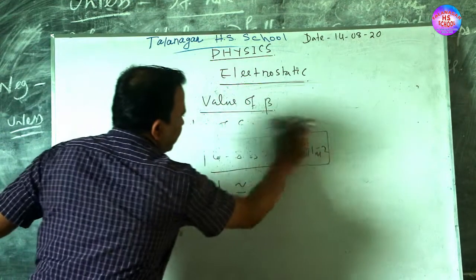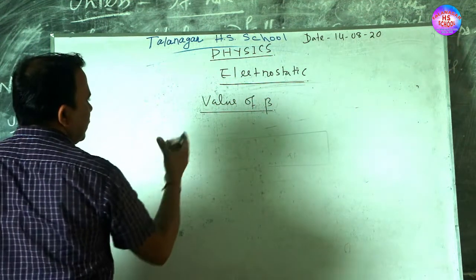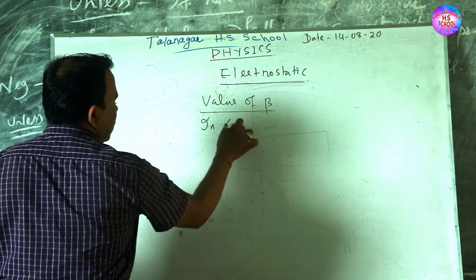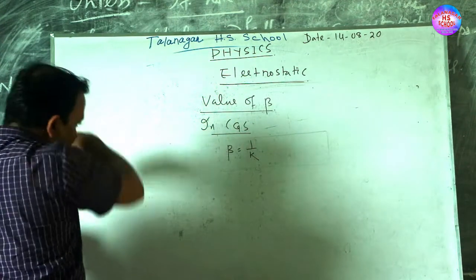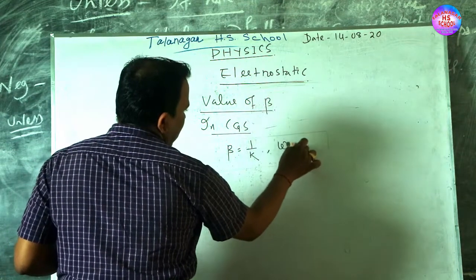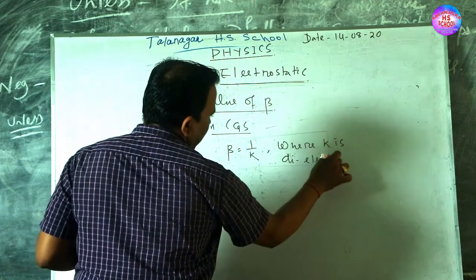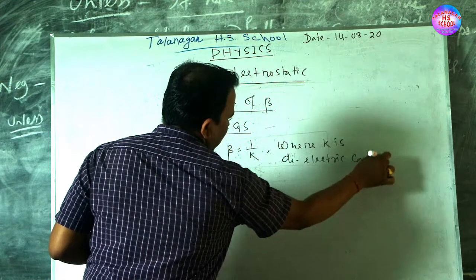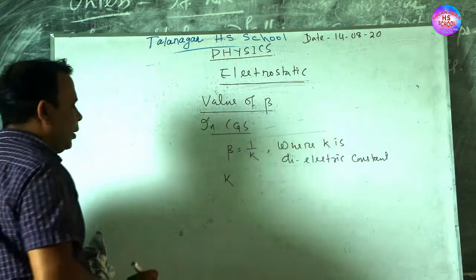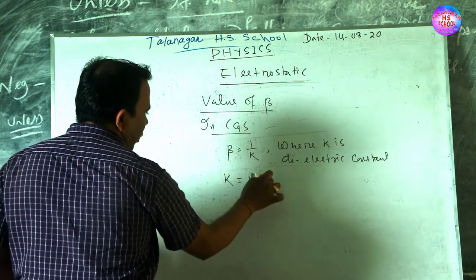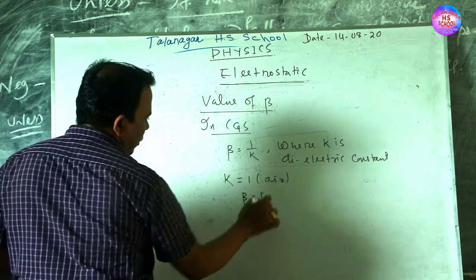Then in CGS, beta equal to 1 by k, where k is the dielectric constant. For different media, the value of k is different. So k equals 1 in free space, meaning air. So beta equals 1 in air.